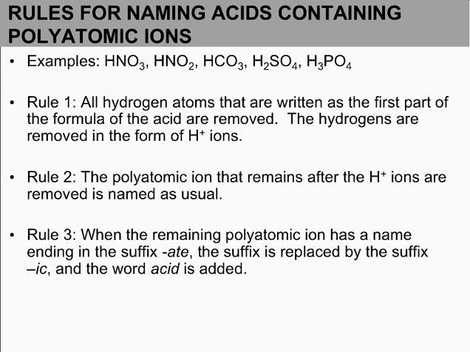So I mentioned that there are other acids that contain polyatomic ions. These are referred to as oxyacids because they all have oxygen in them. So notice, for instance, the examples, all of them have oxygen. So they are called oxyacids.